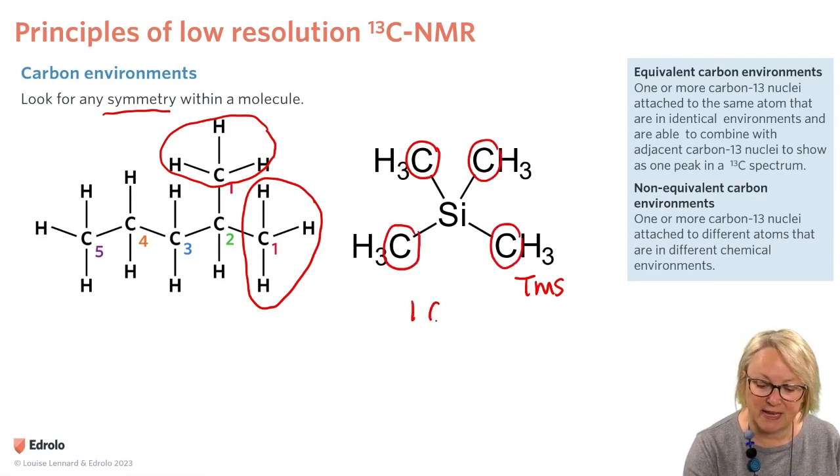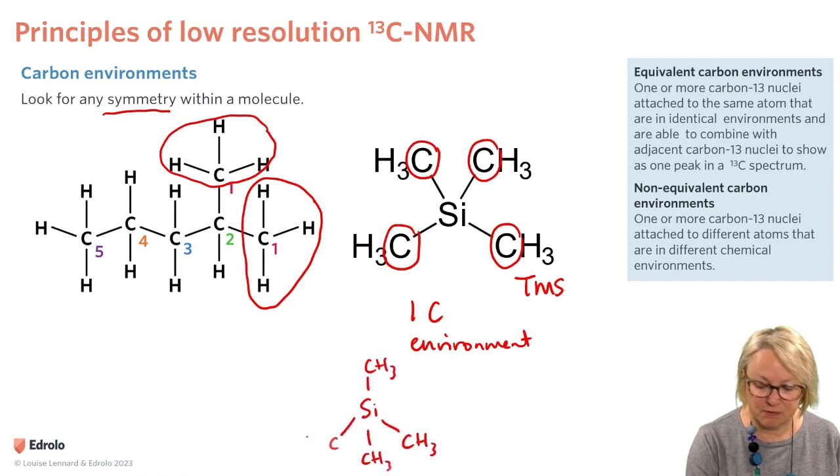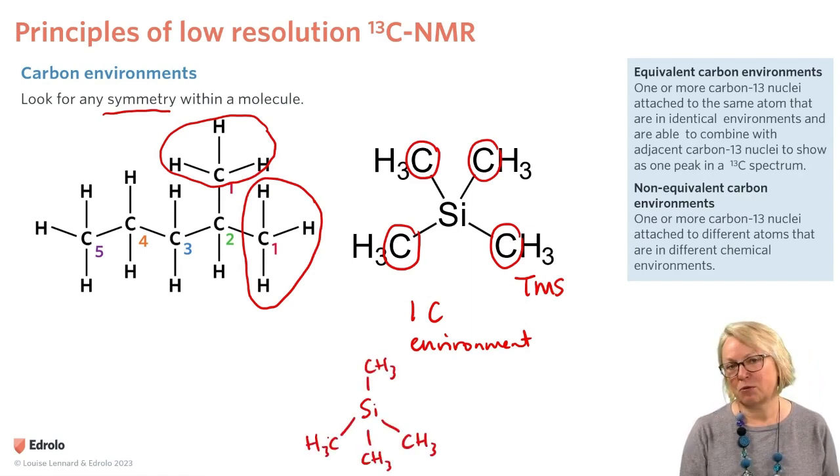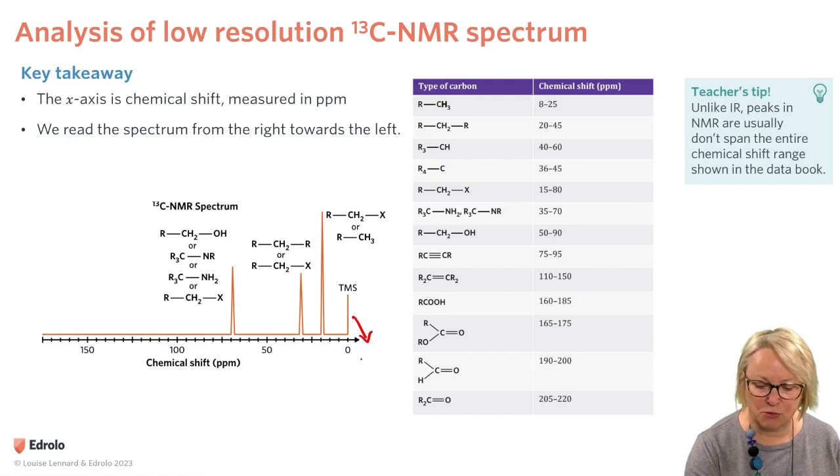So there's one carbon environment due to symmetry amongst the molecule. If you think about it, it's a tetrahedral shape with 4 equally symmetrical methyl groups coming off the silicon. So there's one carbon environment. Okay, so now if we analyse an actual 13-carbon NMR spectrum, we don't worry about the TMS peak, so we ignore that because it's just a calibration point.